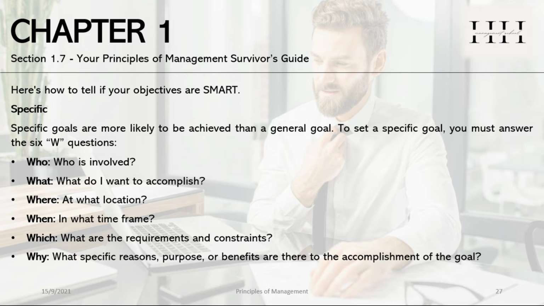1. Who, such as, who is involved? 2. What, such as, what do I want to accomplish? 3. Where, such as, at what location? 4. When, such as, in what time frame? 5. Which, such as, what are the requirements and constraints? 6. Why, such as, what specific reasons, purpose, or benefits are there to the accomplishment of the goal?